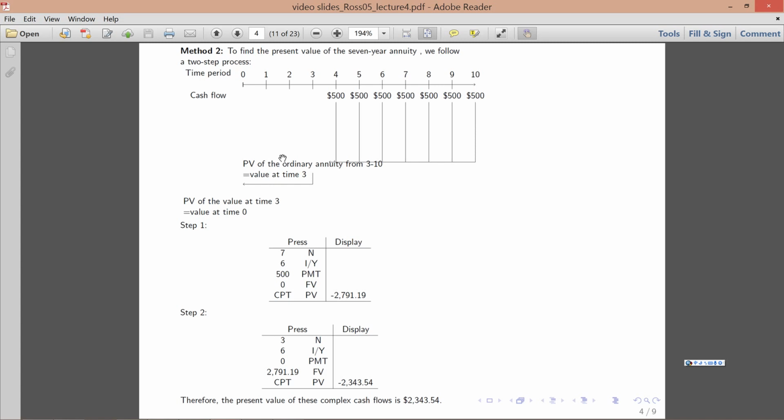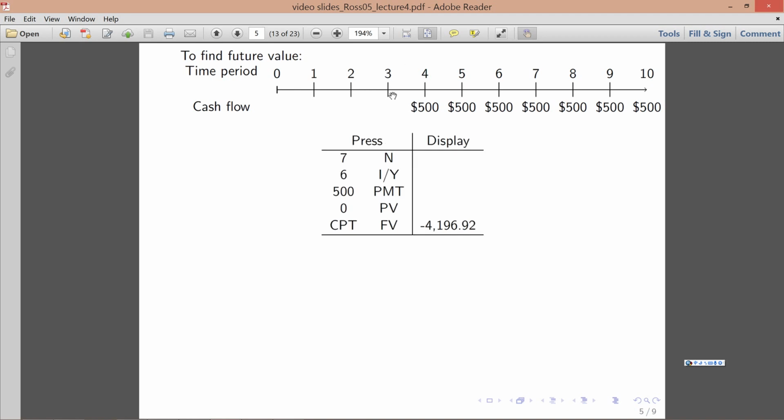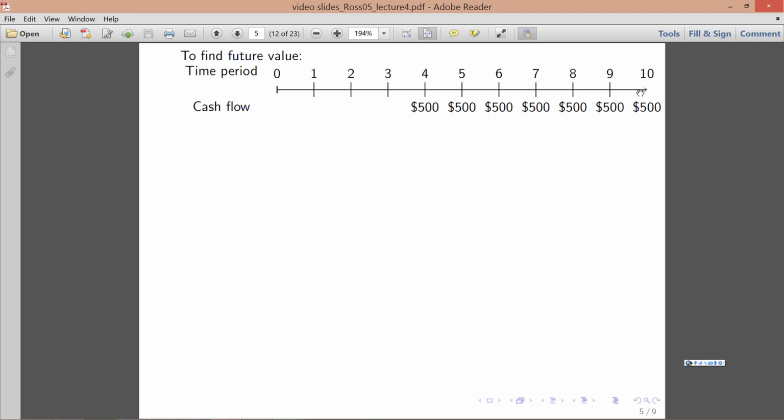Now, using method 2, in order to get the future value, we only need to take one step because the end of this sub-period ordinary annuity that goes from time 3 to time 10 is actually time 10. Okay, so if you compute the future value of this ordinary annuity, it's already the value at time 10. Okay, so it corresponds to the end of this whole complex cash flow. So therefore, we only need one step.